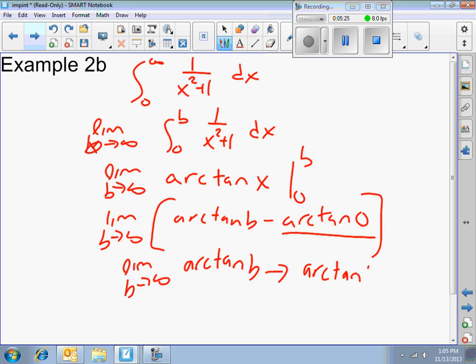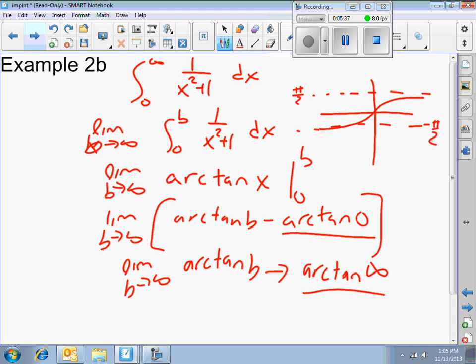What is the arctangent of infinity? Well, this is where it helps to know the graph. If you recall, arctangent has two asymptotes: an asymptote at y equals pi over 2 and negative pi over 2. So as this gets very large, it's getting closer and closer to the asymptote. It's getting closer and closer to the value pi over 2, which is the value of our integral.